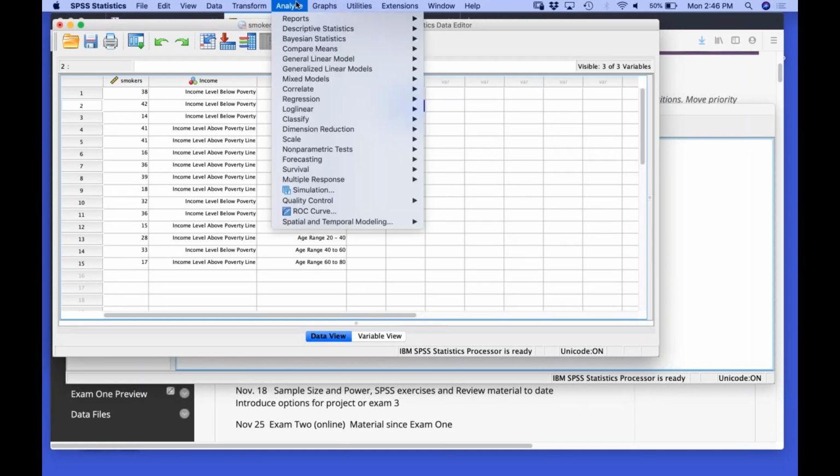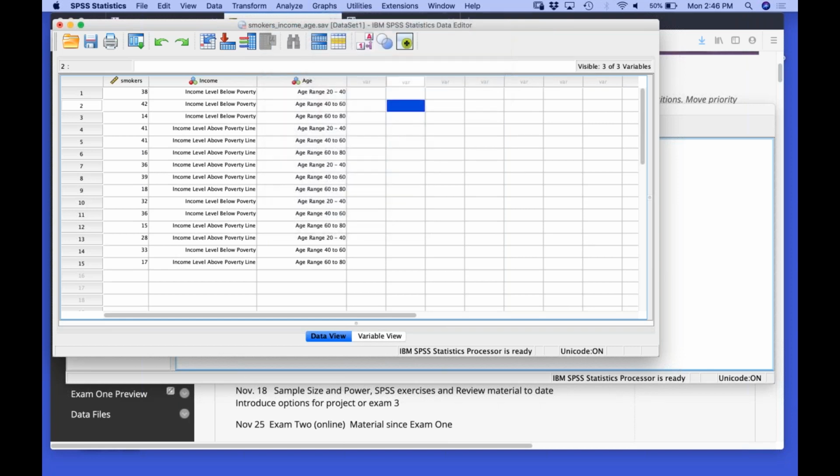So I'm going to go up here to analyze. I'm going to go to, let's see what I have here. Let's see, descriptive statistics. Oh, look at this. There's a category here under descriptive statistics called crosstabs. So I'm going to click on that.